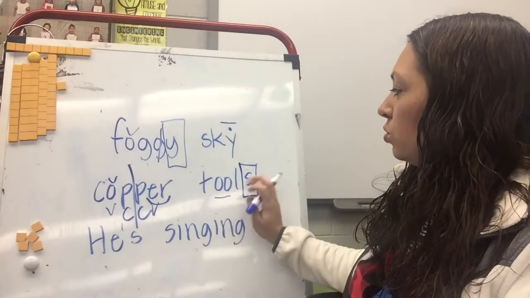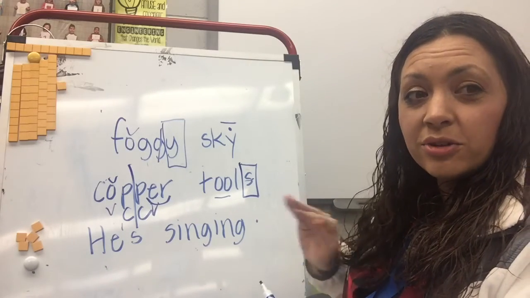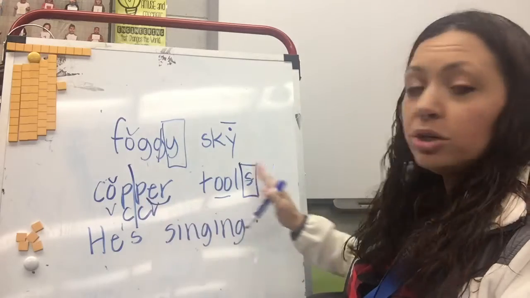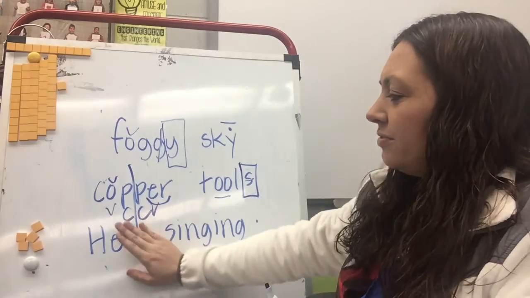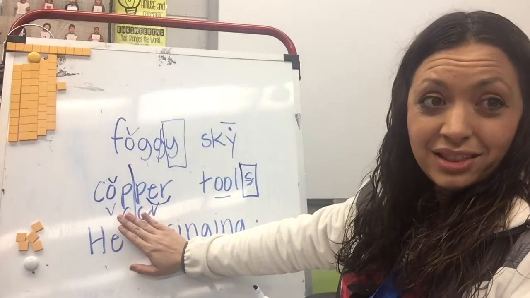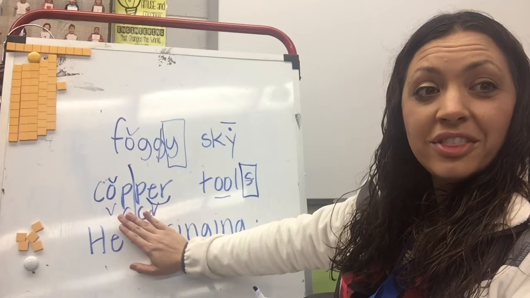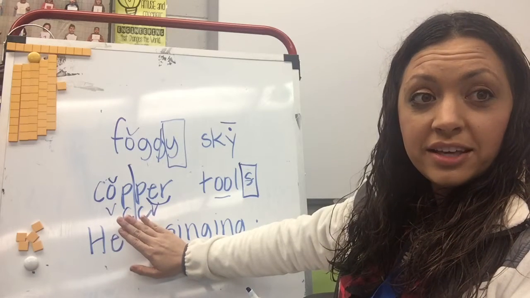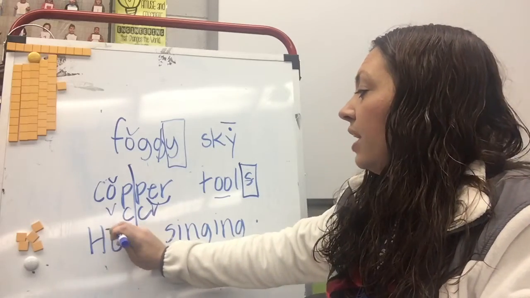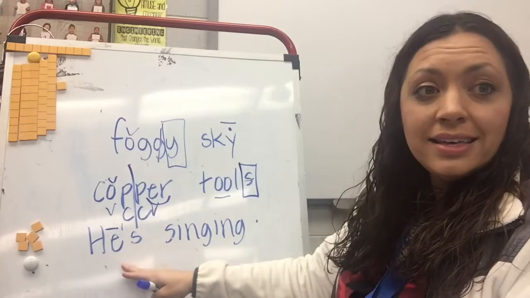So I've got tools, and that S is making that Z sound, so I'm going to make a little line through it to look like a Z. So copper tools. All right, let's look at our last word. Remember that apostrophe S? I'm going to act like it's not even there, okay? And if I act like it's not there, I have an E with nothing behind it. So it is open, so it's going to be long. So I'm going to put that long macron on top. So now I have E, he.